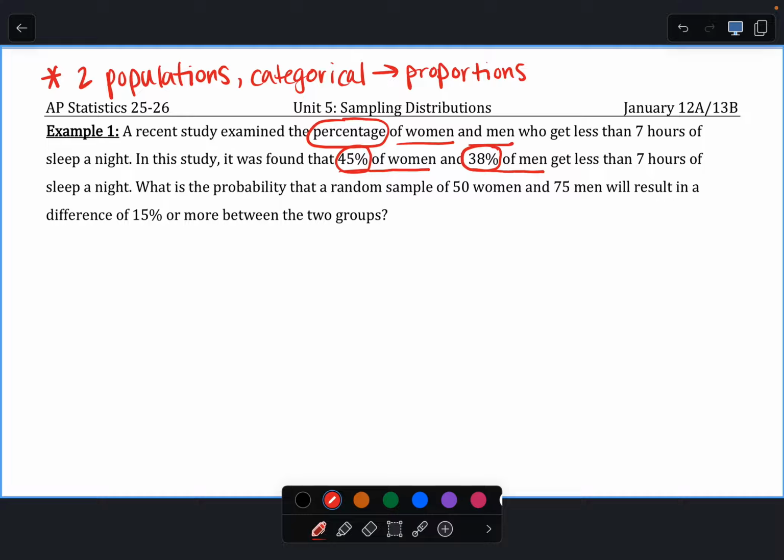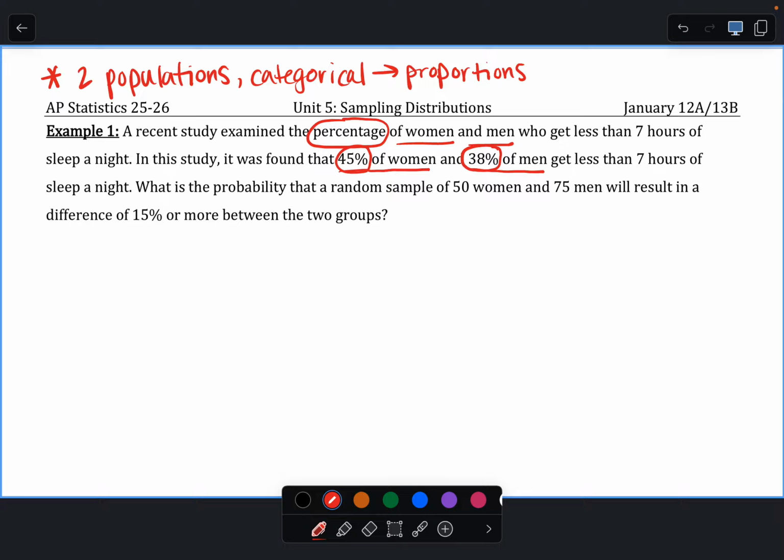If it was something like, how many hours of sleep do you get at night? That's a question where people would answer with a number. That would be quantitative, that would be means. So it all depends on how they are asking the question and what people are answering with. Are they answering with success, fail? Or are they answering with a number? Because this is, do you get less than 7 hours of sleep or do you not? That's a success, fail option.